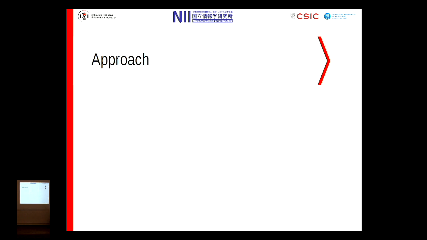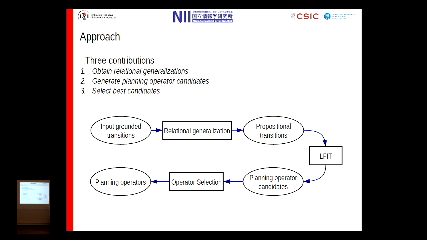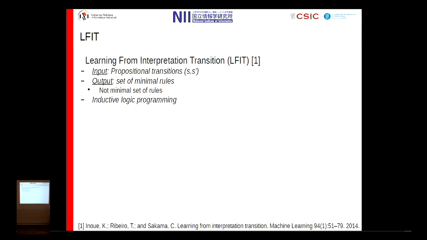Well, our approach has three main parts. First, we want to obtain relational generalizations from our input. Then we will obtain a set of planning operator candidates. And finally, we will select the best subset of these planning operator candidates. So we will start by seeing how we obtain the planning operator candidates.